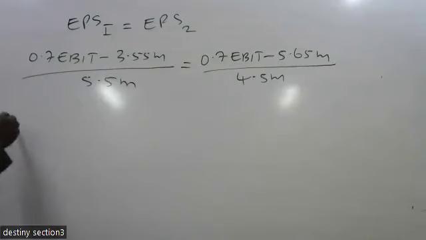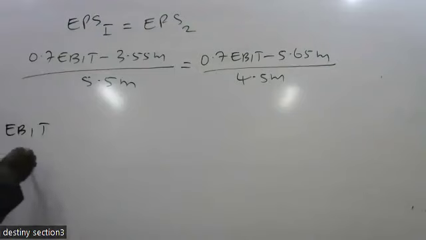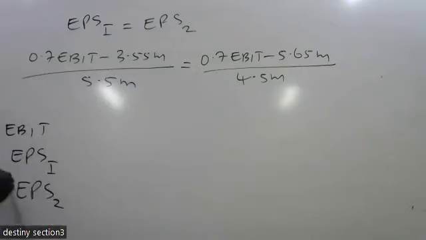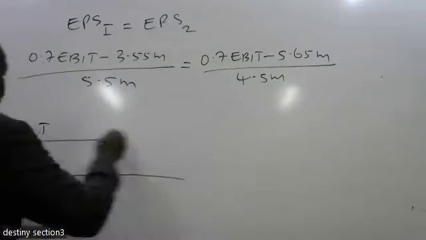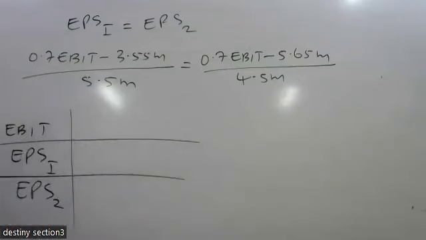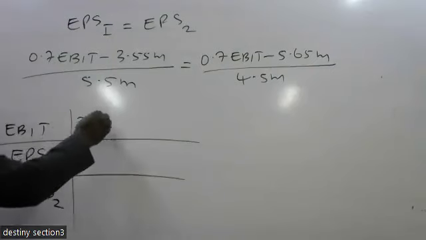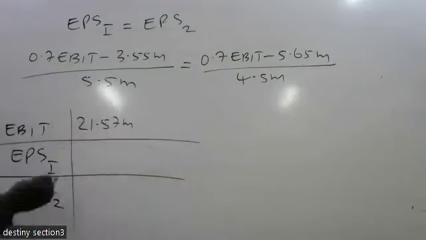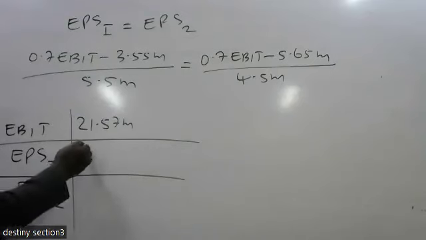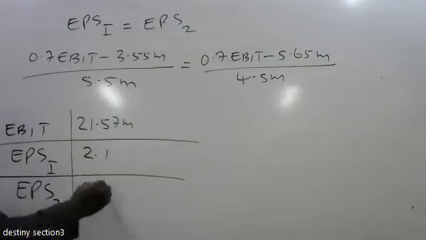earnings before interest and tax, then earning per share for option 1, also earning per share for option 2. So the first one you calculate for how much? The earnings before interest and tax, 21.57. So this is what gave you earning per share of 2.1 for both options.